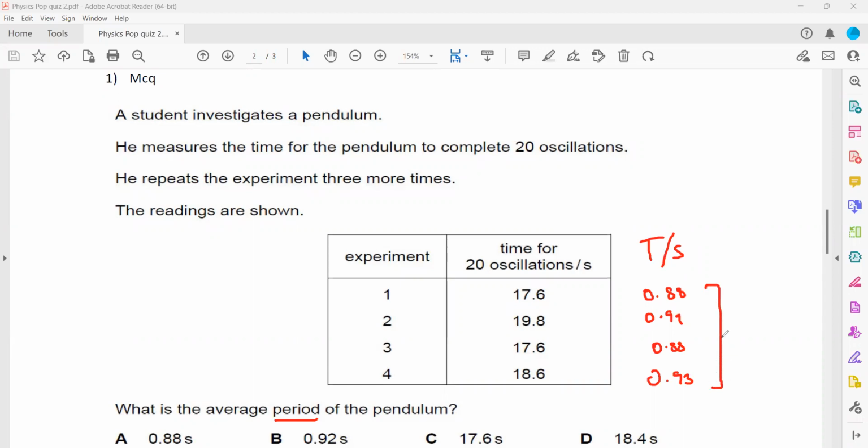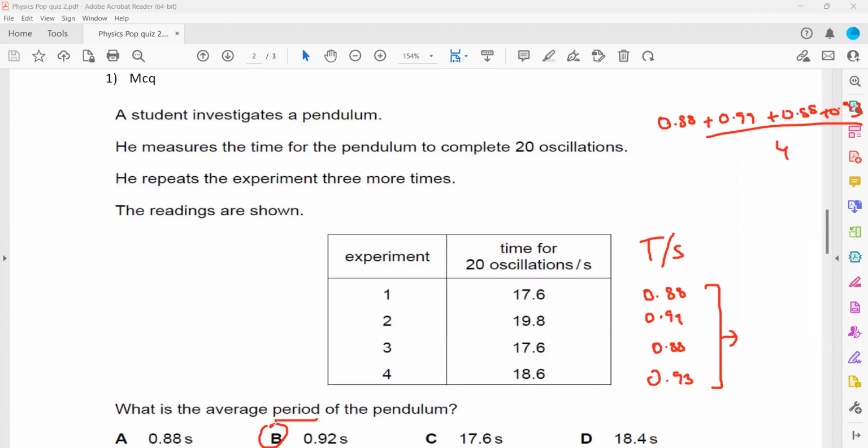So how do we take an average time period? We simply add all of them and divide by the total number. So if you want an average of the four values, we have 0.88, 0.99, 0.88, 0.93, add them all and divide by 4. When you take the average, it will give you 0.92. So B will be the right answer.